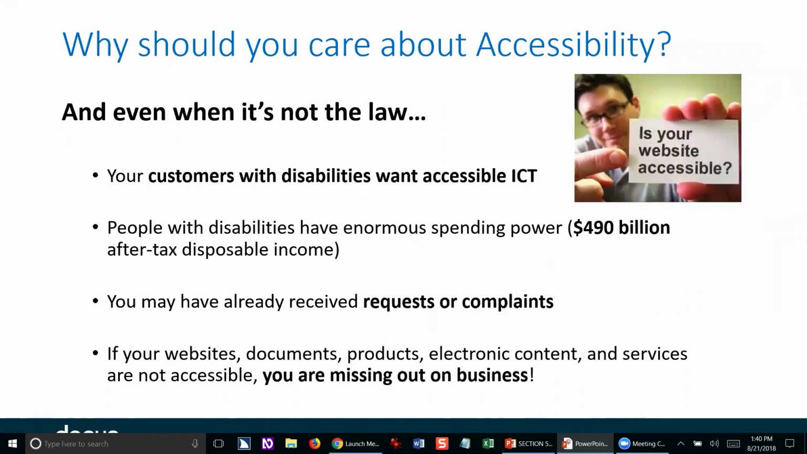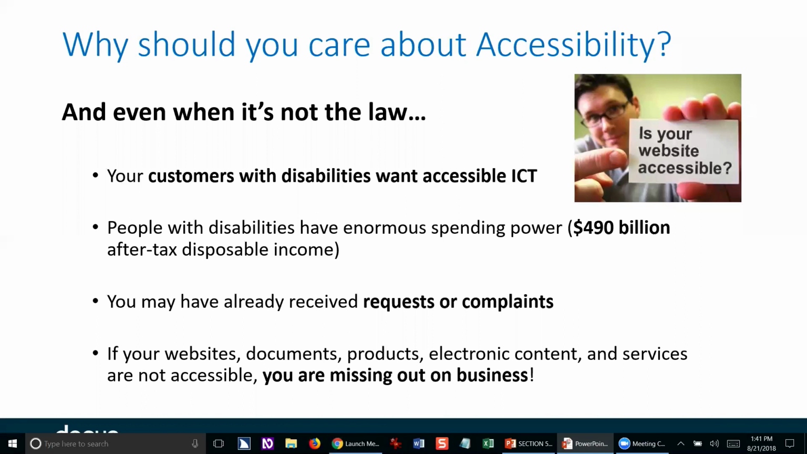And even when it's not the law, there are significant reasons to care. If you are a business, your customers with disabilities want accessible ICT. For example, you don't want a potential customer going to your website with a screen reader and maybe trying to put some items in the shopping cart only to find out that the process is not accessible. So they get frustrated and they give up and they go to your competitor.